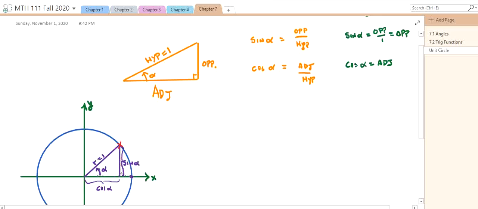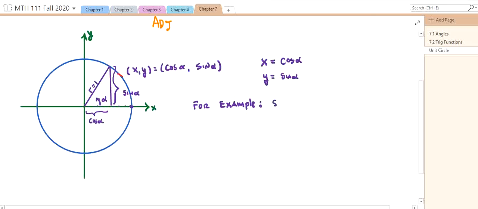But really, what we have here is a situation where whatever point we have, x, y, any x value, any y value, is going to equal cosine of alpha, sine of alpha. So we could say that the value of x equals cosine of alpha, and the value of y equals sine of alpha.